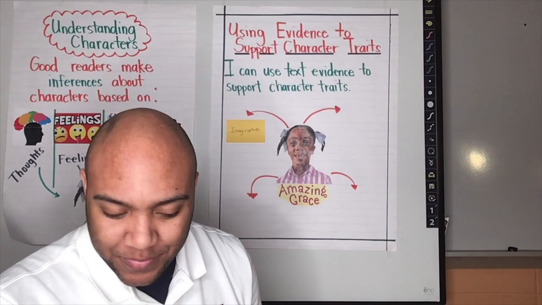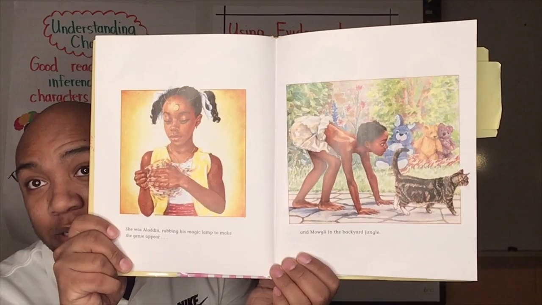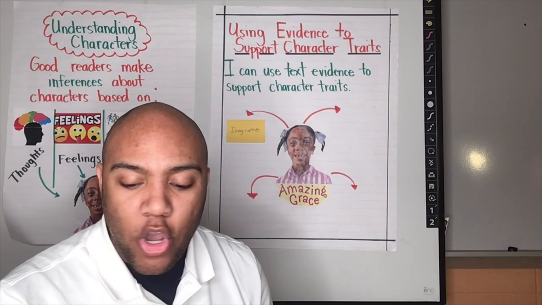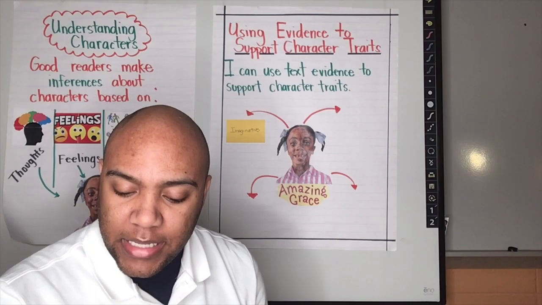She was Aladdin rubbing his magic lamp to make the genie appear, and Mowgli in the backyard jungle. That was a reference to the Jungle Book and Aladdin. Most of all, Grace loved to act out adventure stories and fairy tales. When there was no one else around, Grace played all the parts herself. She set out to seek her fortune with no companion but her trusty cat and found a city with streets paved of gold.